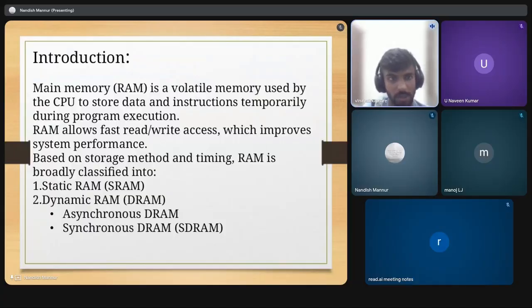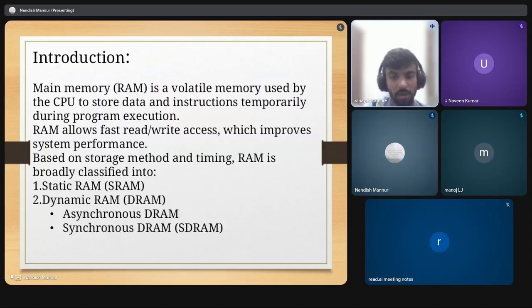The main memory is also called random access memory, RAM. The main memory is a volatile memory used by the CPU to store data and instructions temporarily during execution. It temporarily stores the data and instructions that are currently needed while a program is running.